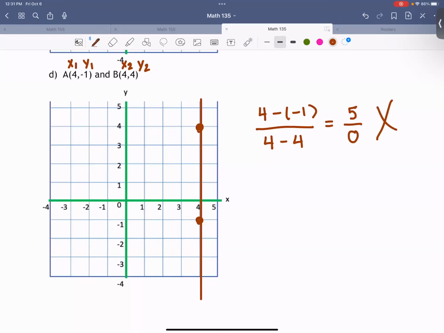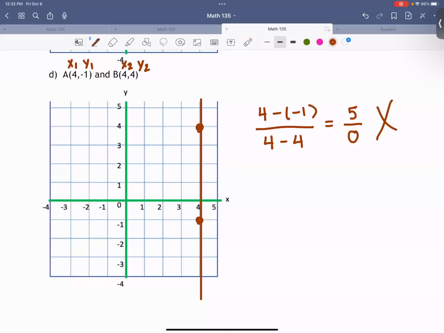It doesn't matter which ones are which, like, I can put Y1 on 4? Oh yeah, you can make 4 x2 and -1 y2, but you can't switch it any more than that, right? Because x1 has to be with y1 and x2 has to be with y2. But you can swap it around.